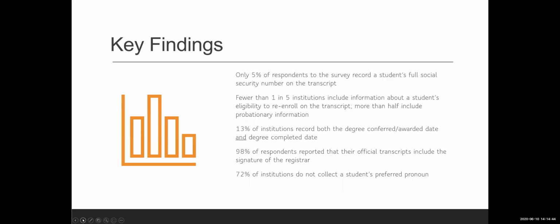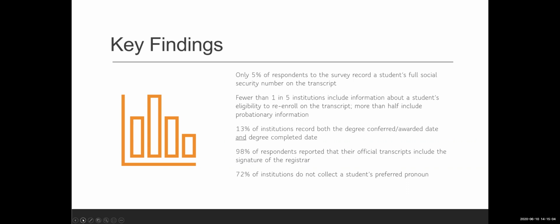From this last set of data, we found that there's a decrease in the number of institutions who are using the full Social Security number. And that's as it should be, because we know that you're not supposed to. It's a best practice not to include the full Social Security number on transcripts. So that number has been falling over the last decade.